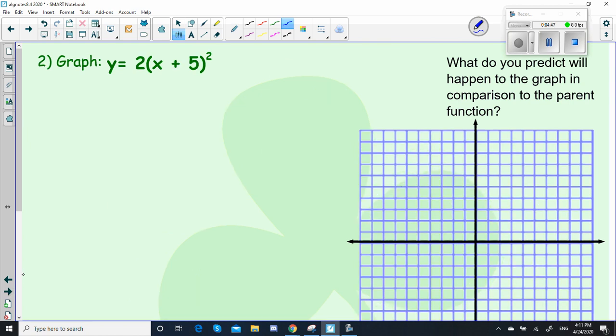All right, number 2, same thing. It's got an a of 2. It's got an h of -5, and k, since there isn't one, would be 0. So since a is 2, this is a stretch, which means it's going to be more narrow.